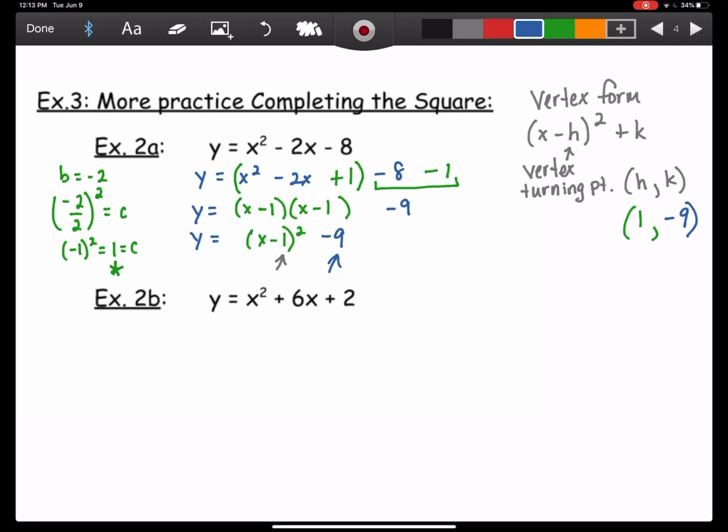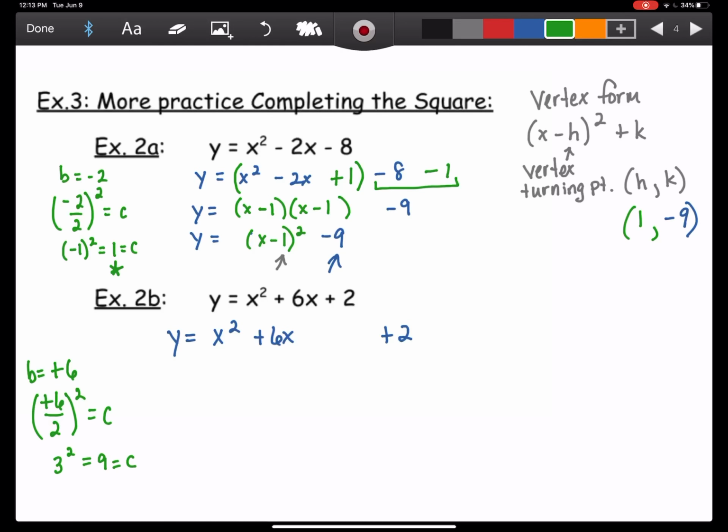Okay, let's do one more. So I'm going to rewrite y equals x squared plus 6x. Make a big jump. Move that +2 over. Okay, take that positive 6, which is b, cut it in half, and square it to get c. So we get 3 squared equals 9, which equals c. Okay, so we're going to add 9.